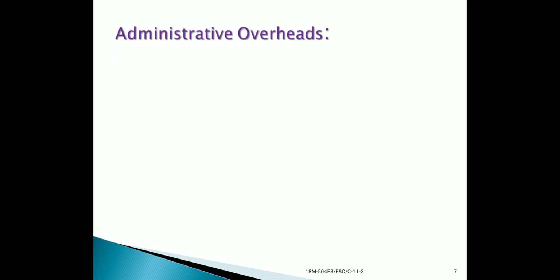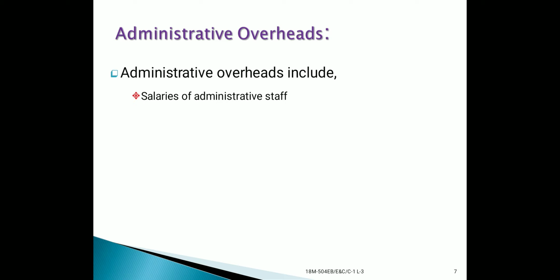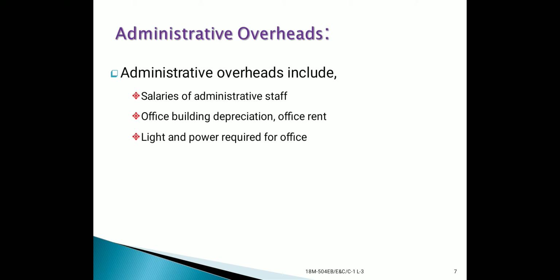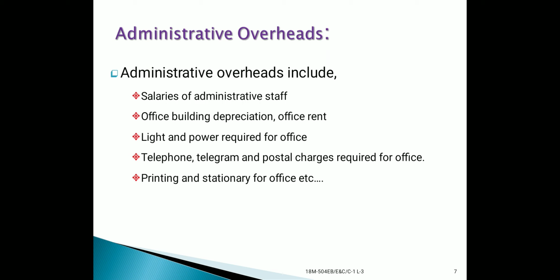Next, administration overheads. Administration overhead includes salaries of administration staff, such as managers, financial managers and general managers. Next, office building depreciation and office rent, light and power required for office. Next, telephone, telegram and postal charges required for office, and printing and stationery for office.